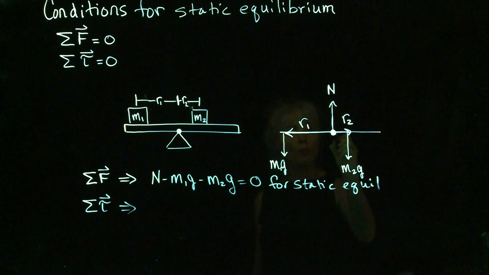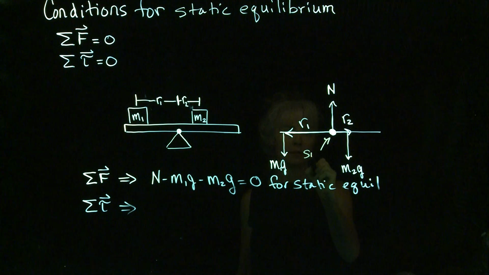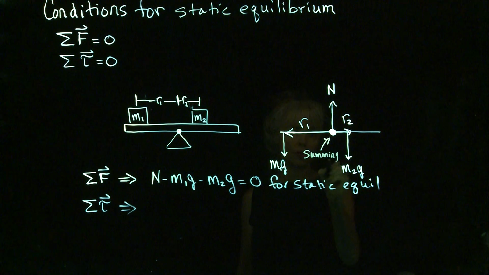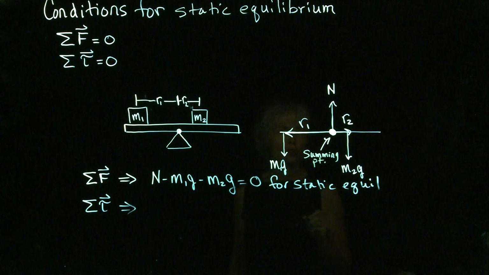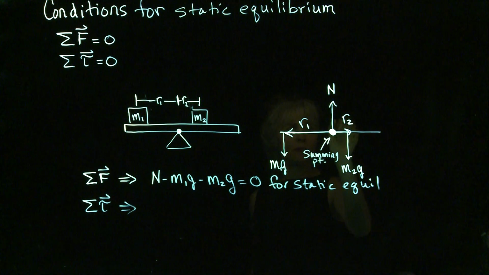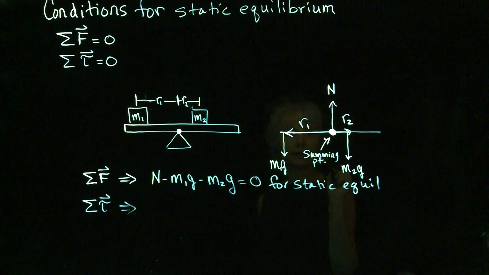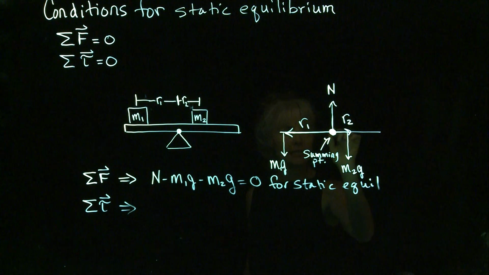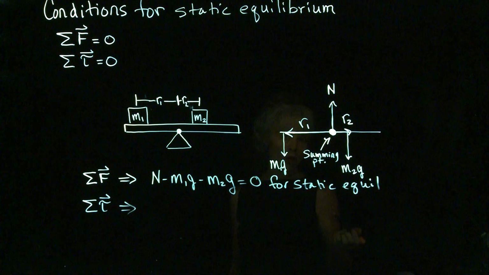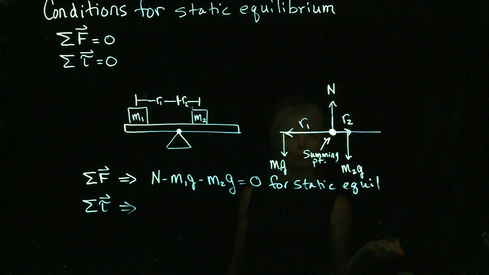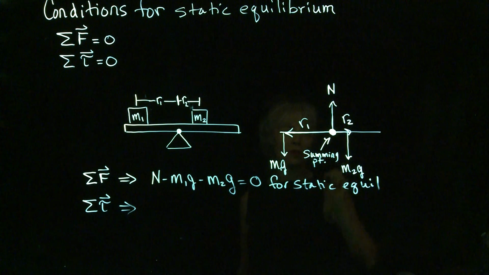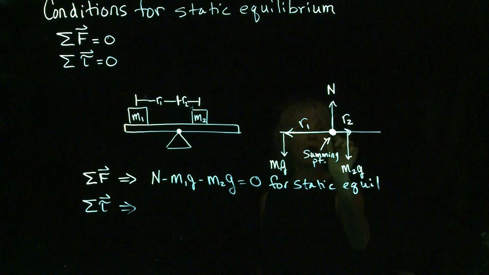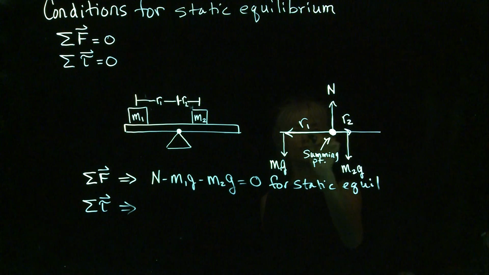Okay, so how many forces do I have acting about this pivot point? So this is my summing point for my torques. Okay, so notice that the normal force that's being supplied by the support itself is not any distance from my summing point. In other words, R is 0 for the normal force. So an R of 0 would be the magnitude part of the torque being exerted by this normal force is 0, so there is no torque being exerted by the normal force.